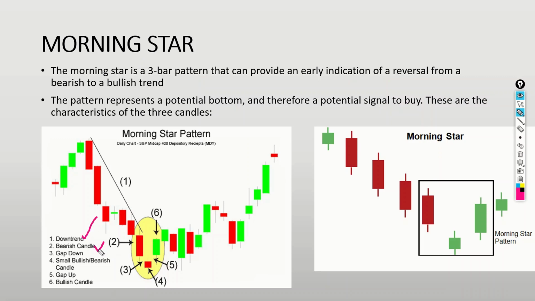Then we form a bearish candle. Then we form a gap down. Then we form a bullish candle. Then we get a gap up, followed by a bearish candle.